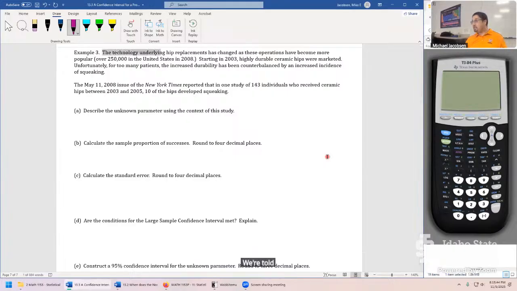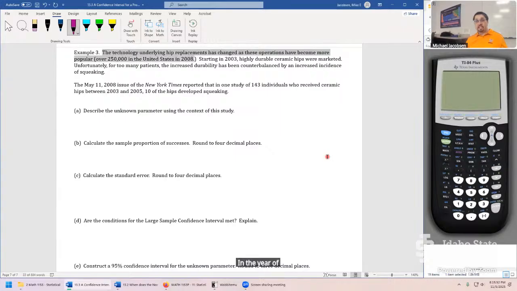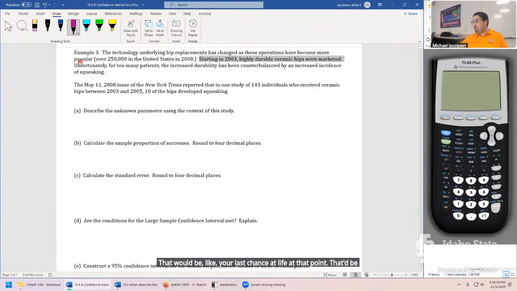It's still decades-old data, but more recent. We're told the technology underlying hip replacements has changed as these operations have become more popular. In the year 2008, there were 250,000 hip replacements. And this is a pretty traumatic event, so you want to get it done right. The next part of this medical study tells us in 2003, highly durable ceramic hips were marketed. So you now have something indestructible as your new hip bone. That sounds great. You never want to have a total hip replacement and have the thing break on you. That would be like your last chance at life at that point. That'd be the worst thing ever.